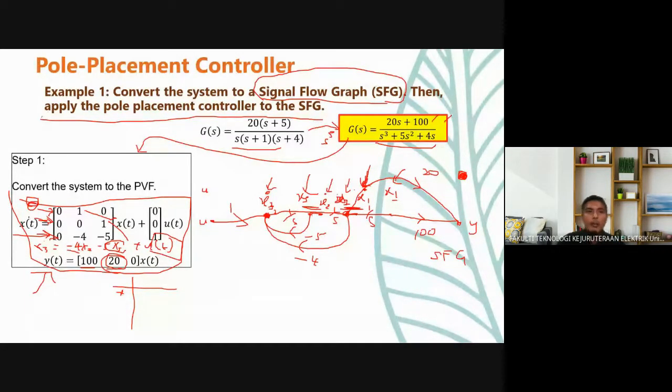Okay, so you already answered the first signal flow graph question. Then you need to apply the pole placement controller to the signal flow graph. So I just want to ask you, how many feedback gains do we need to apply to this system? Koh Teng Cheng, how many feedback gains do we need to apply to the system?